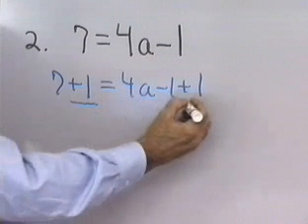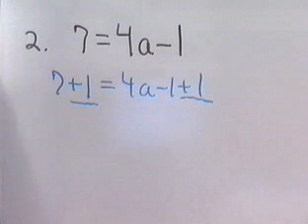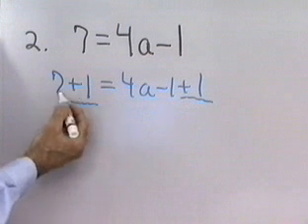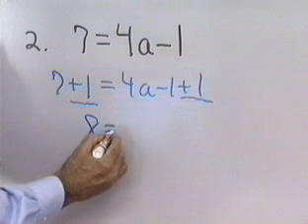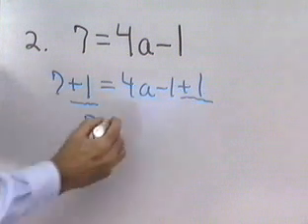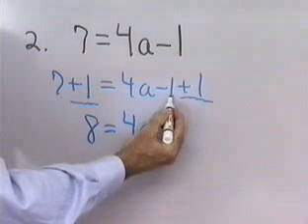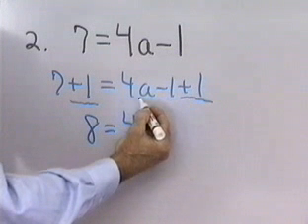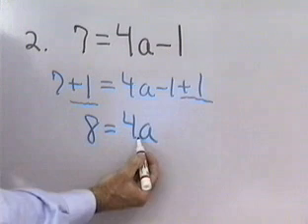Now that's my addition property of equality. I've added 1 to both sides of the equation. Now on the left side here, 7 plus 1 is 8. And on the right side, I'm going to have 4a plus negative 1 plus 1, which is 4a plus 0, which is just 4a.